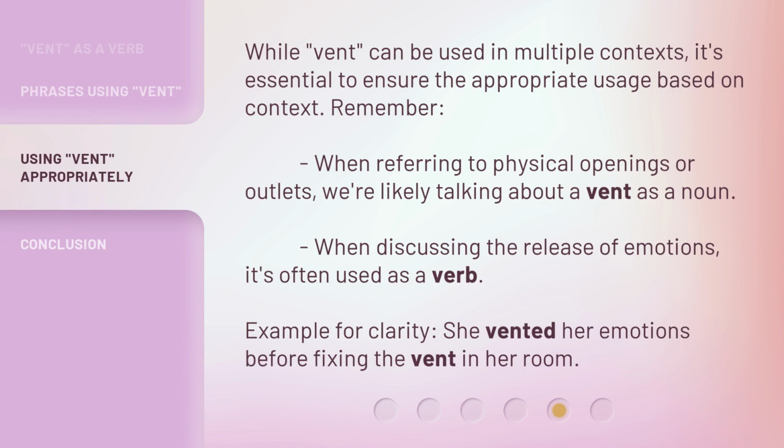While vent can be used in multiple contexts, it's essential to ensure the appropriate usage based on context. Remember, when referring to physical openings or outlets, we're likely talking about a vent as a noun. When discussing the release of emotions, it's often used as a verb. Example for clarity, she vented her emotions before fixing the vent in her room.